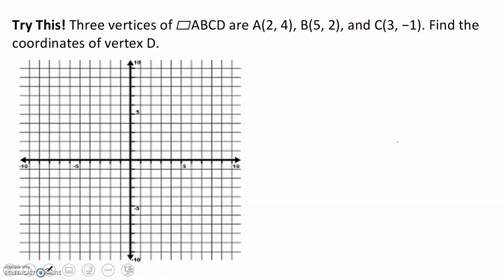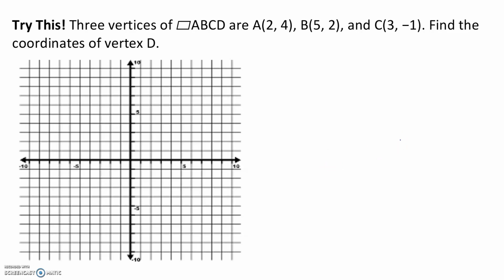Now it's your turn. Give it a try. 3 vertices of parallelogram ABCD are 2, 4, 5, 2, and 3, -1. Find the coordinates of vertex D. Pause the video and give it a try.